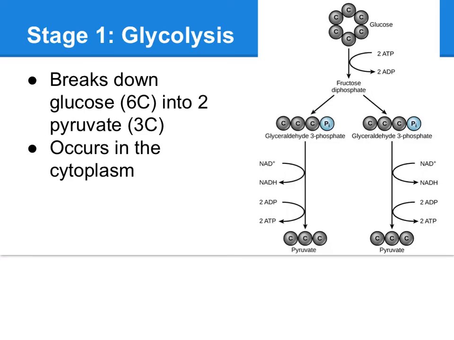Okay, so our first stage is glycolysis. So glycolysis, glucose, this is what's happening here. What we're going to do is take in one glucose molecule, which contains 6 carbons, and just break it in half into what we call pyruvate. This is occurring in the cytoplasm. You do need to know the locations of where these are occurring. This one is in the cytoplasm.